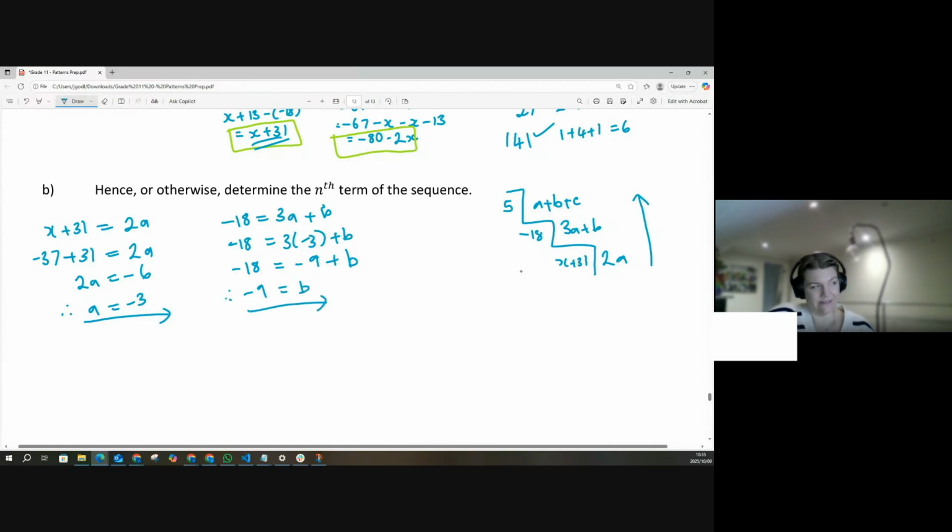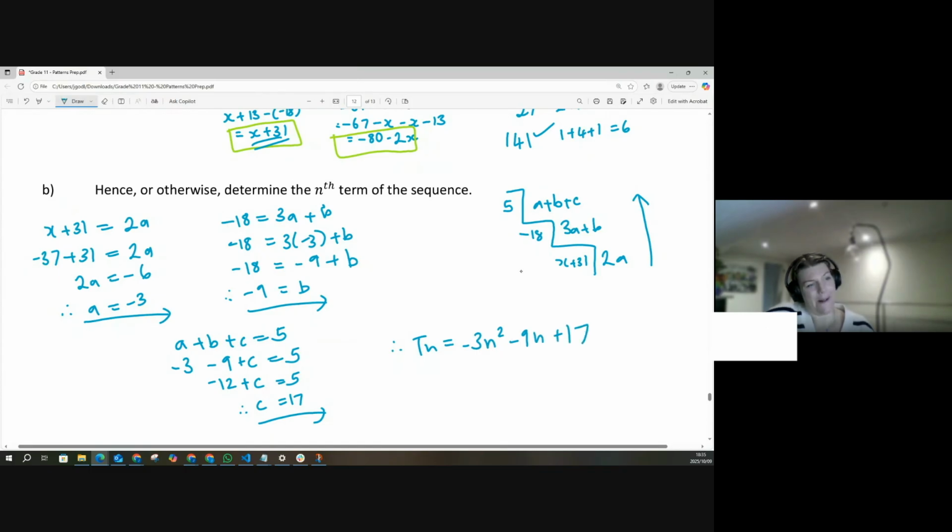Done. Last step. a plus b plus c is equal to 5. a is negative 3. b is negative 9. c we don't know. So we have negative 12 plus c equals 5. So c is equal to 17. So therefore, Tn is equal to negative 3n squared minus 9n plus 17. Pretty cool, right?